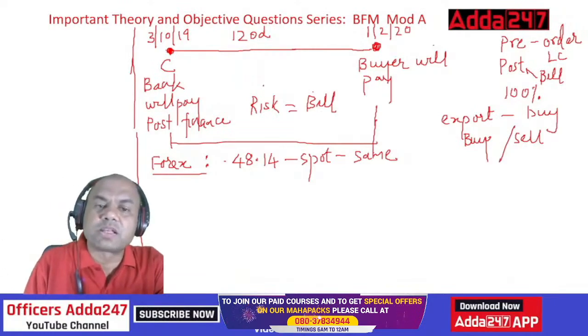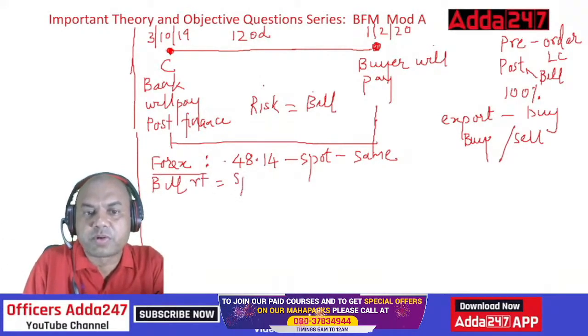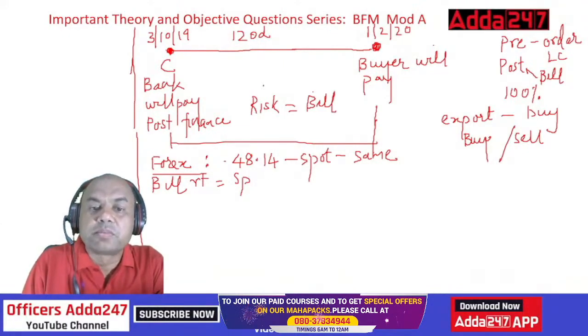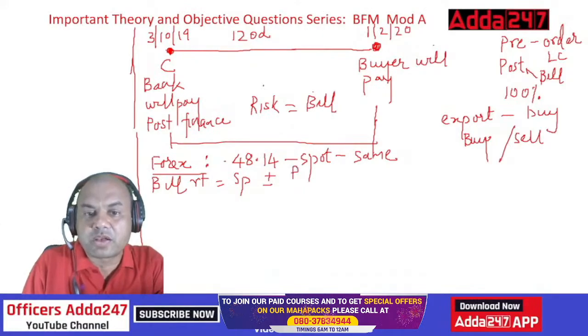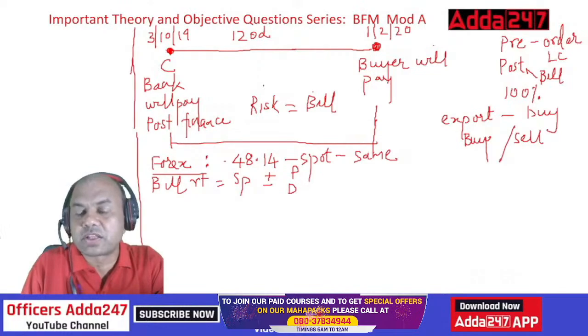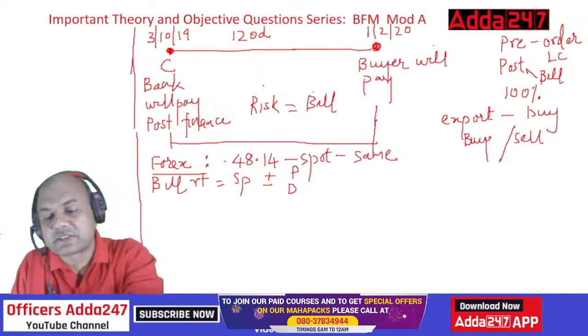Your formula for bill rate is very simple. I'll write it over here. Bill rate equals spot rate plus or minus. Now I'll write premium over here and discount over here. If it is premium, then it is plus. If it is discount, then it is minus. What is the case given over here?